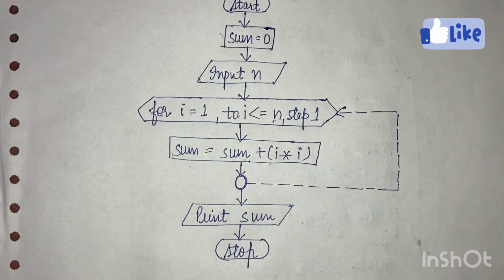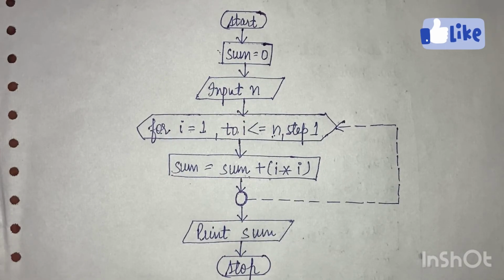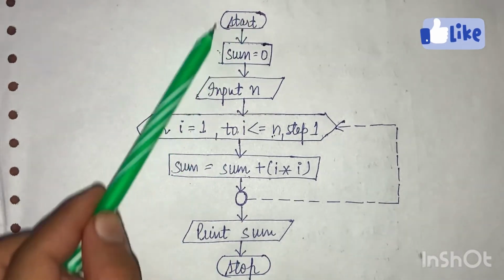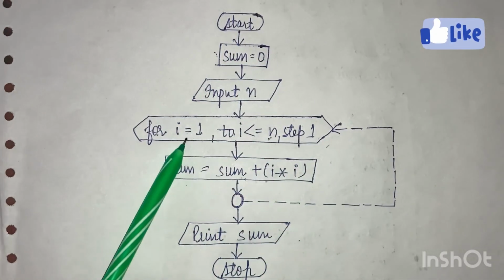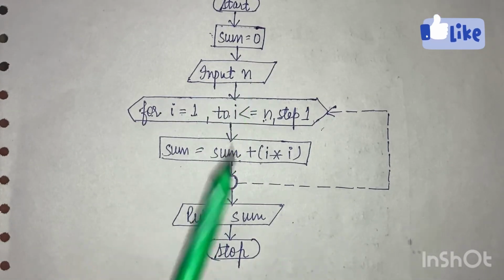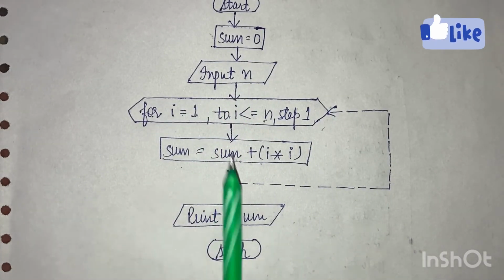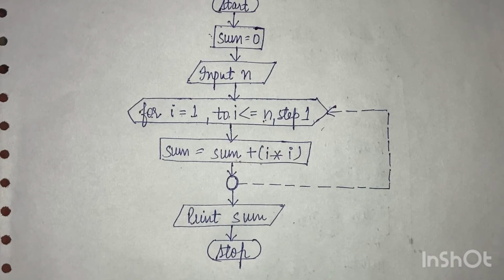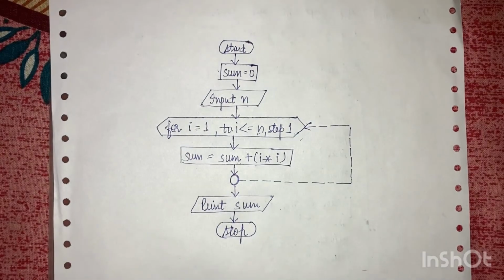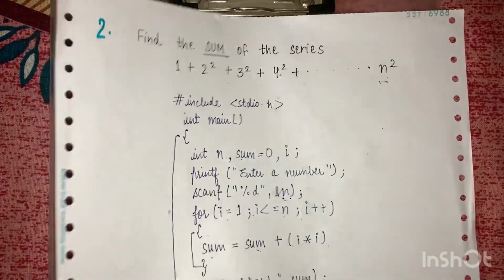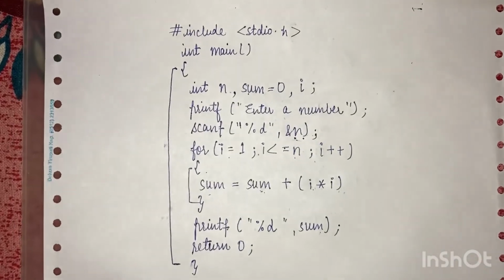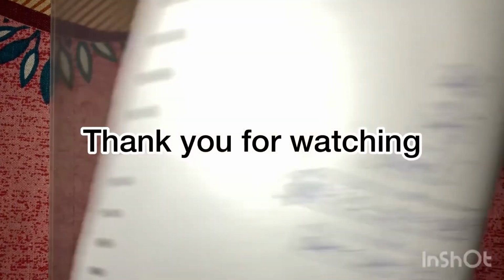You can watch the introduction video to get a clearer idea of what boxes we use in flowcharts. For start and stop, we use this kind of box. For loop, we use this box. For input output, we use a parallelogram. So this is how we draw a flowchart for this code. This is the code and this is the flowchart.